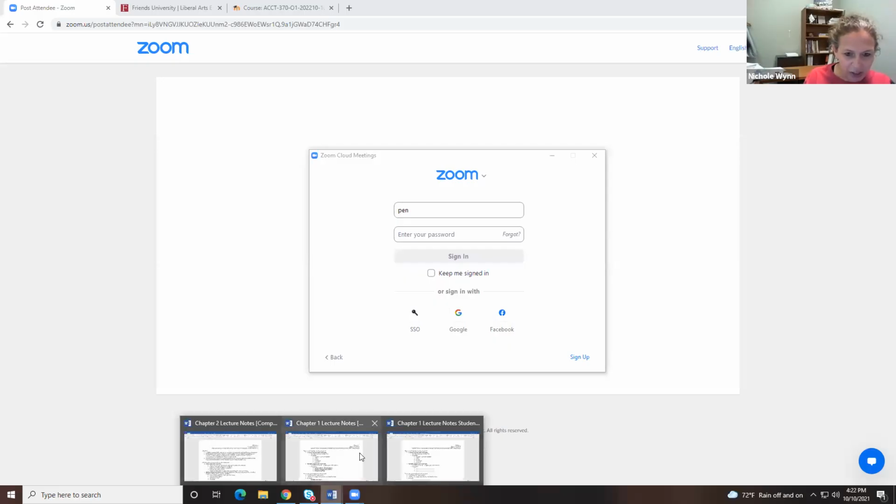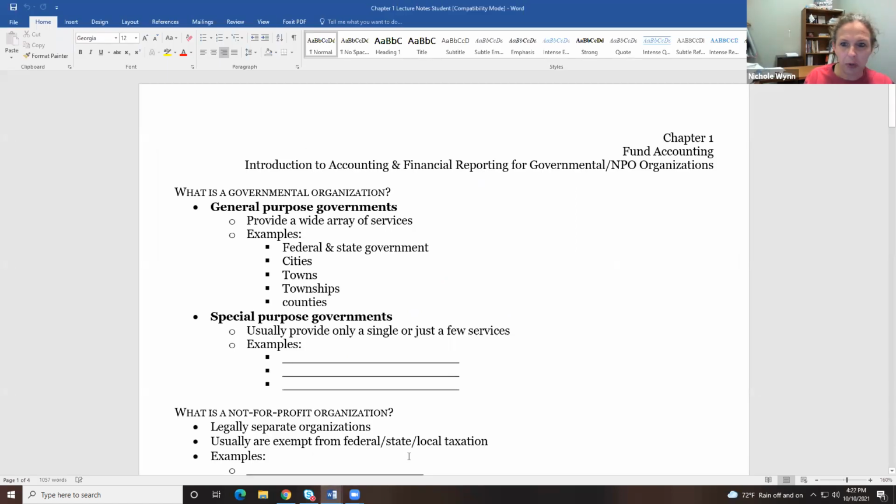So this is the chapter 1 lecture notes. You guys pull up the blank ones and fill it in along with me, or if you want to print them off and handwrite them, that's what my students do in class, but it's up to you if you'd rather do it on the computer. I'm just going to walk you through the chapter, and this will help you do the chapter 1 homework. You can also read the book.